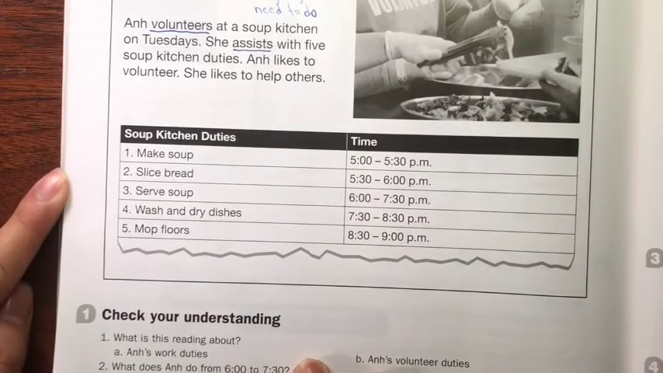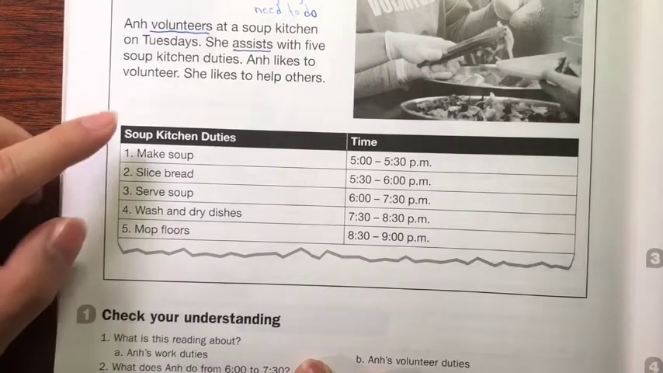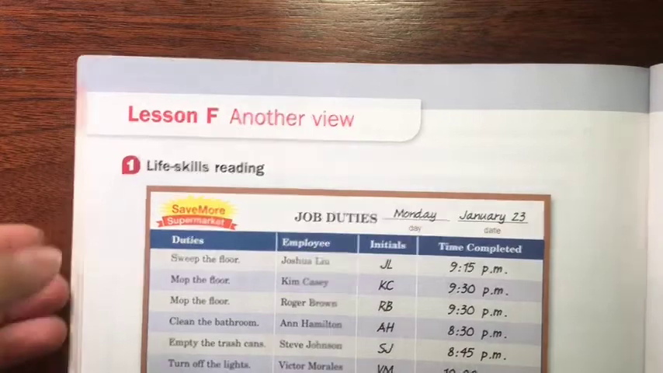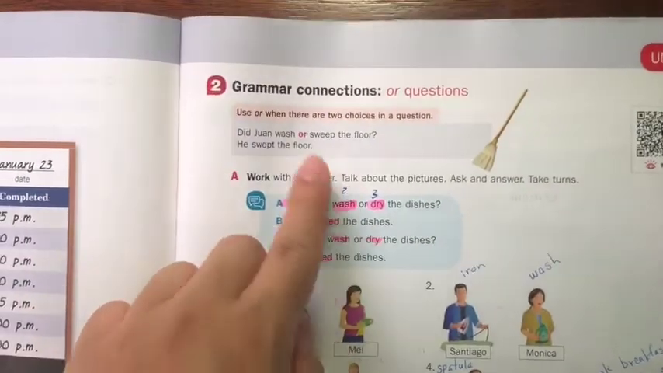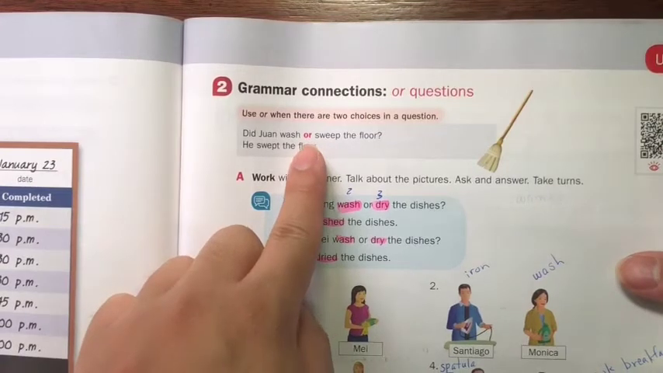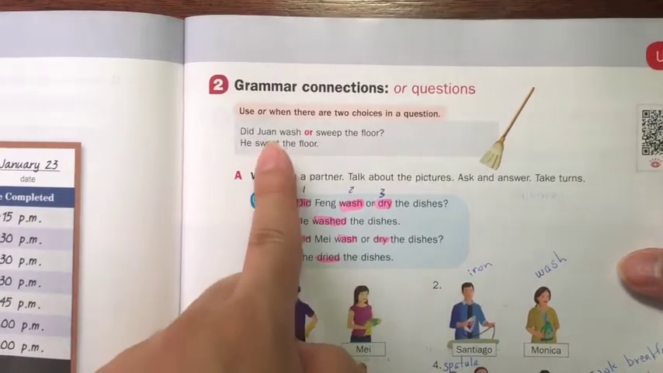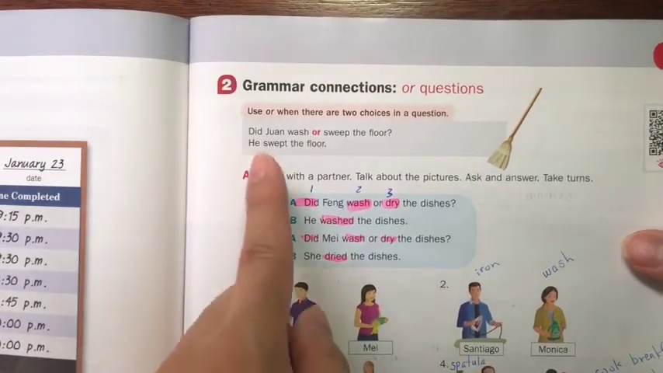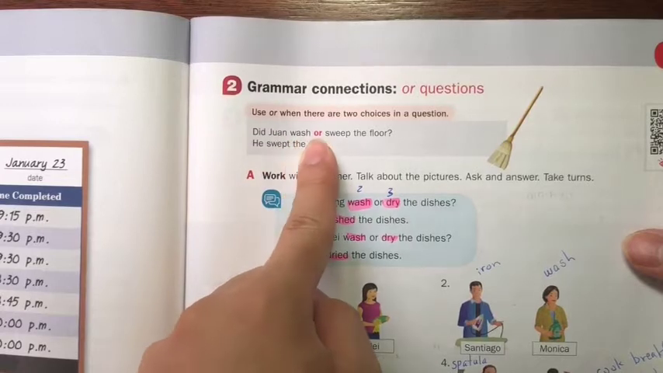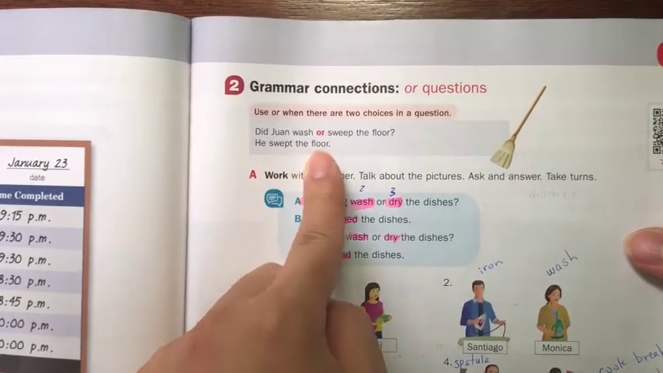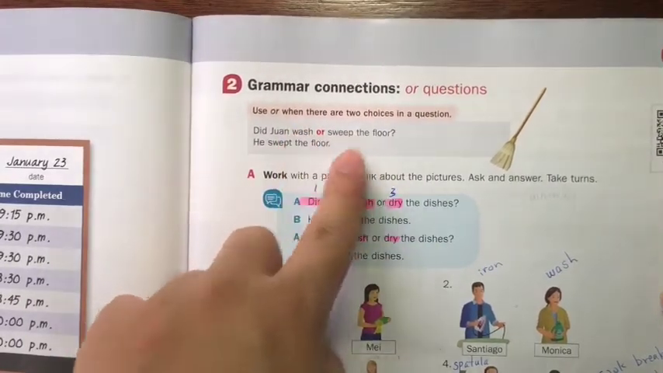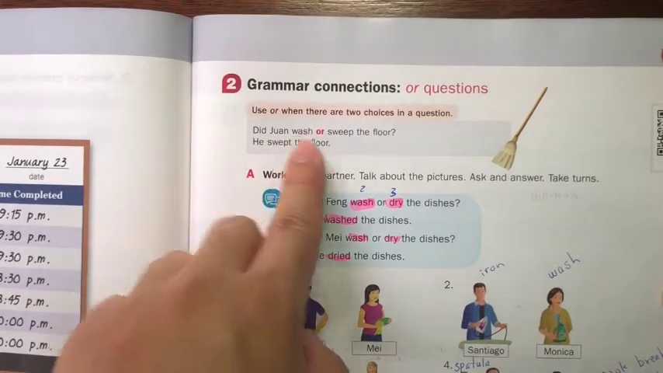Okay, so now I want to use lesson F to talk about Anne's soup kitchen duties. So very quickly, we're looking at lesson F in unit 9. In lesson F, we learned about the word or. When we talk about or, it means we choose one thing on the left or on the right side of the word or. So, for example, did Juan wash or sweep the floor? He swept the floor. We use or to show that we only want one thing. So, wash or sweep the floor.